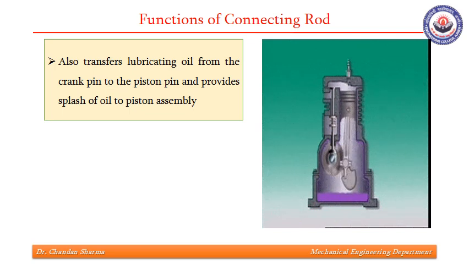Another function of connecting rod is that it also transfers lubricating oil from the crank pin to the piston pin and provides a splash of oil to the piston assembly. As is clear from this diagram, the oil is filled in the crankcase, and connecting rod has a mechanism that takes oil from the crankcase and transfers it to the piston for proper lubrication. This is called splash lubrication and is used in some diesel engines and petrol engines.